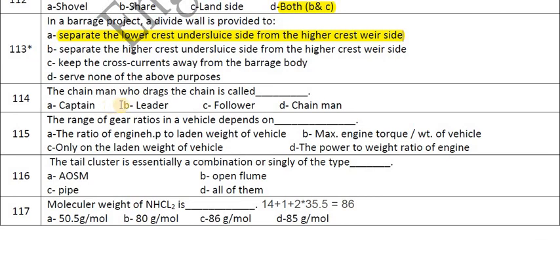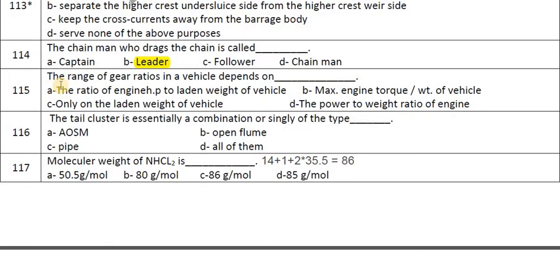The chain man who drags the chain is called leader. Chain man dragging the chain. The range of gear ratio in a vehicle depends upon maximum engine torque per weight of vehicle. So the number of gear ratios depends on maximum engine torque divided by weight of vehicle. The tail channel is essentially a combination or singly of the type open flume.